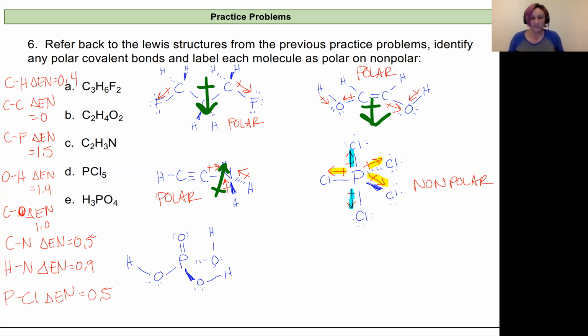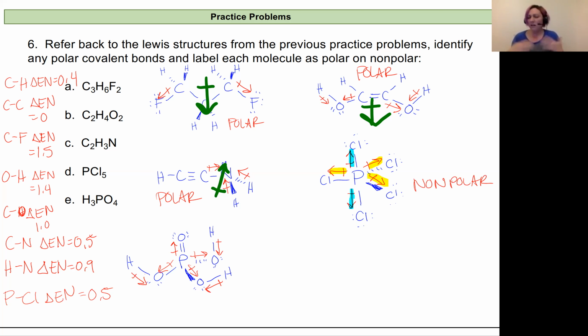My next one, last one, phosphoric acid. So my phosphorus and oxygen have an electronegativity difference greater than 0.4. So I'm going to have a dipole arrow that points to the more electronegative element oxygen at 3.5. So I can put those in. And I've already established that oxygen and hydrogen have a polar bond, and that's pointing at my oxygen.